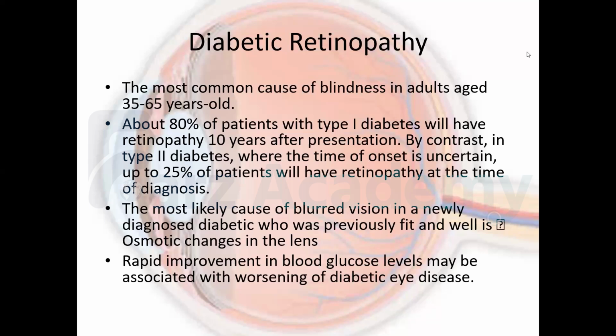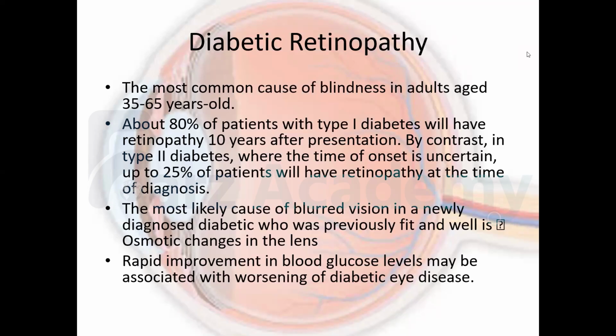This is the most common cause of blindness in adults aged between 35 to 65 years of age. And about 80% of the patients with type 1 diabetes will develop retinopathy after 10 years of presentation. Whereas in type 2 diabetes, where the time of onset is not very sure, about 25% of the patients will have retinopathy at the time of diagnosis.